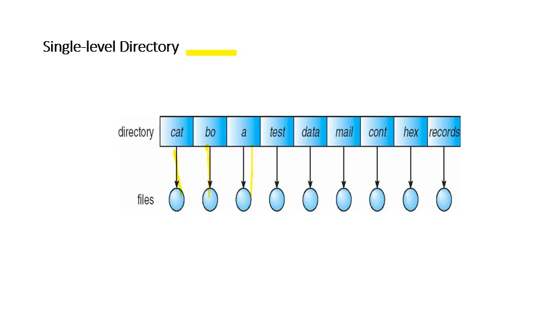A single level directory has a significant limitation. Obviously it has a limitation, isn't it? When the number of files increases, or when the system has more than one user, since all the files are in the same directory, they must have a unique name. If two users call their dataset test, then the unique name rule will be violated. So this is the main thing we need to remember.